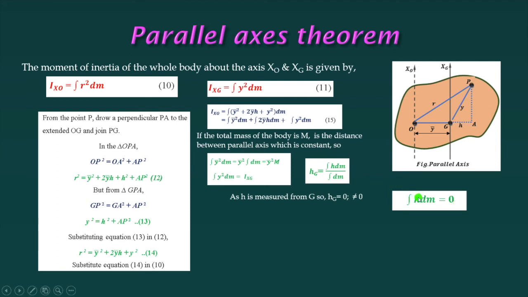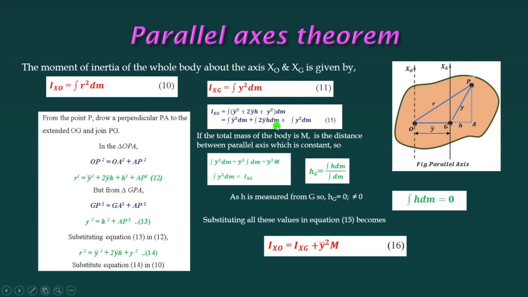Now substitute these values in this equation. Then we get Ixo equals IxG plus y bar square m plus 0. So finally this is the equation. This is the relation between these two, and it is also known as the parallel axis theorem.